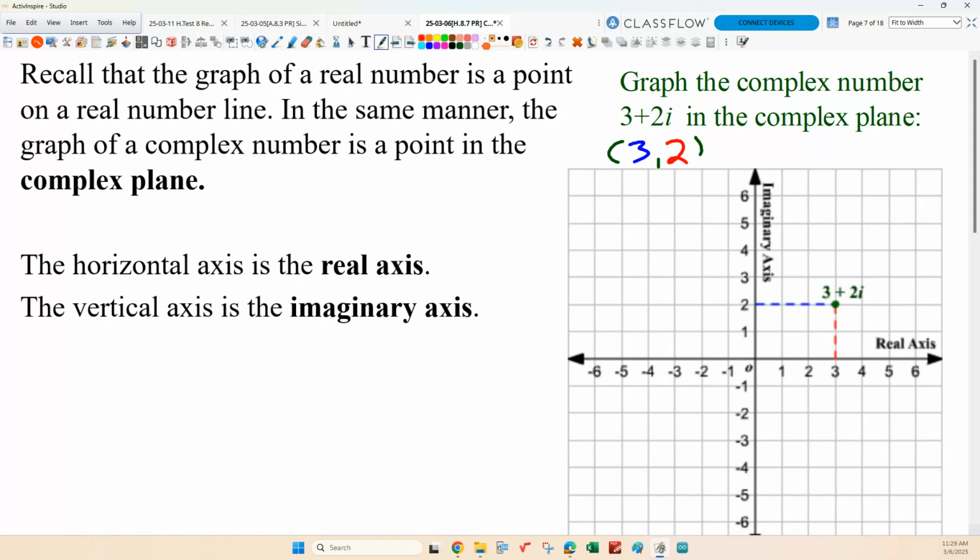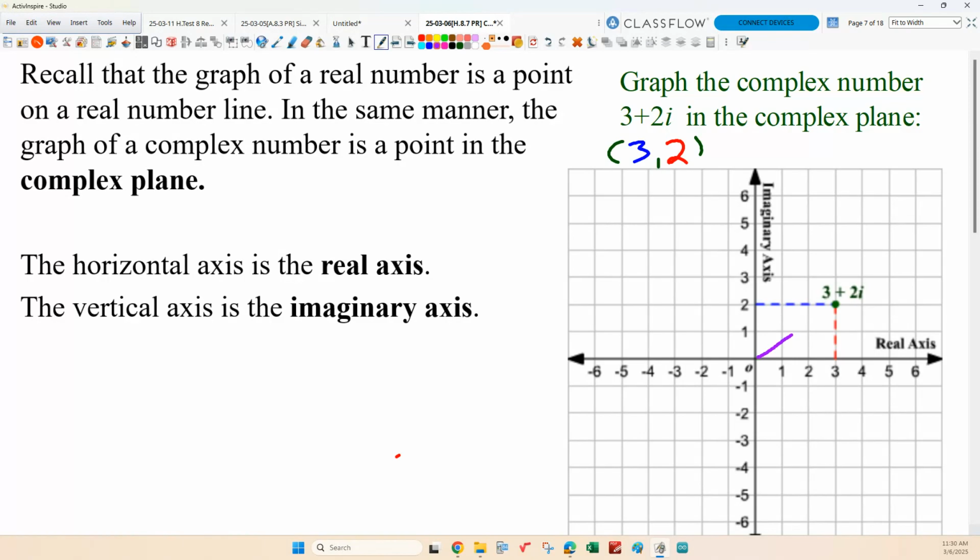So where do you think we plot that point in the complex plane? Over 3, up 2. Okay? Make sense? So a lot of times, now we're not going to do this year. For this year, we're just going to represent the positions in the complex plane.